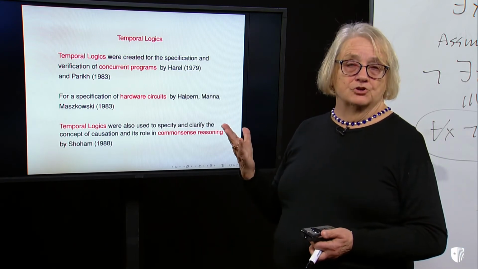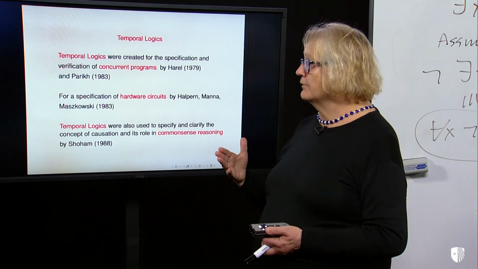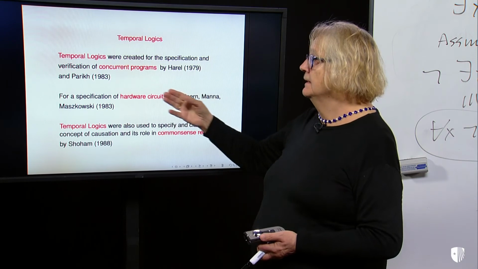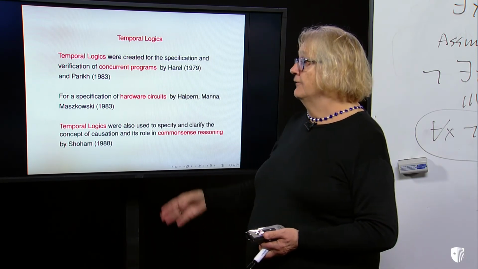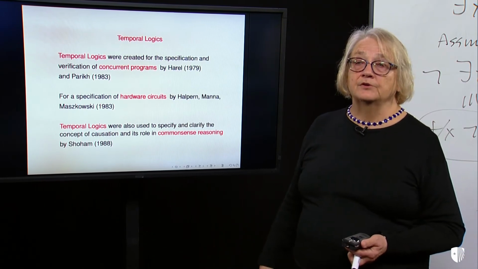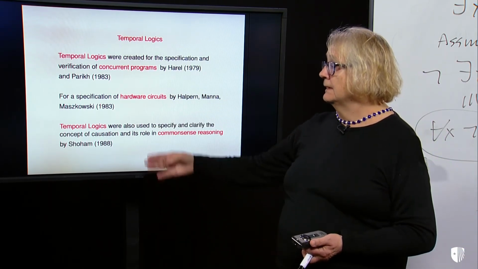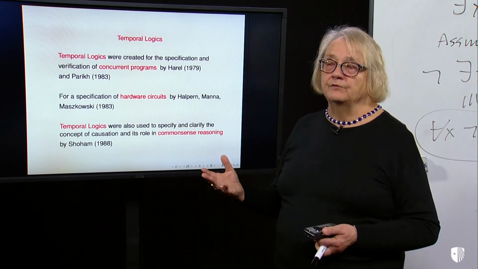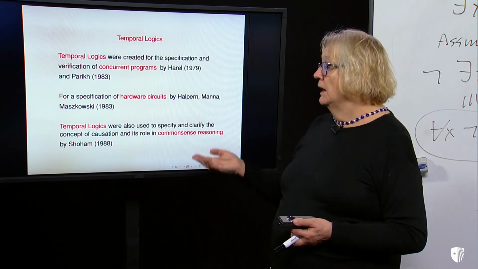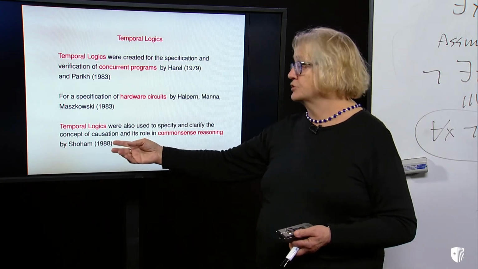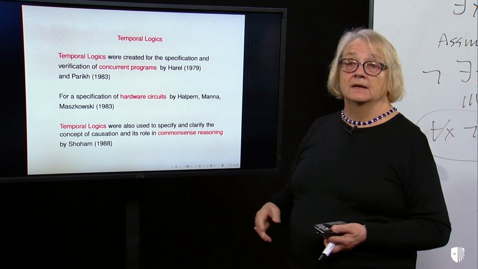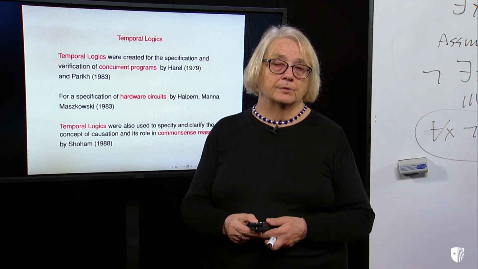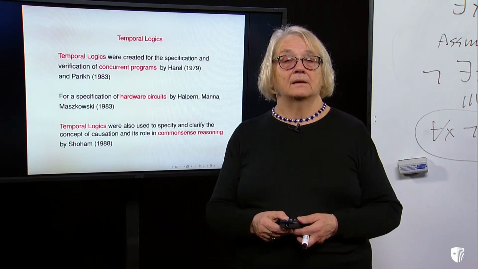Temporal logics, another very important type of logic, were created for specification and verification of concurrent programs, Harel and Parikh, 1983, and for specification of hardware circuits by Halpern, Manna, and Moszkowski, 83. Temporal logics are still being created for different reasons and in different applications. They are also used to specify and clarify the concept of causation and the role of common sense reasoning. So temporal logic is a very important type of logic created by computer scientists and applied by computer scientists.